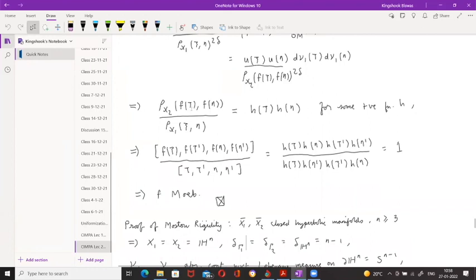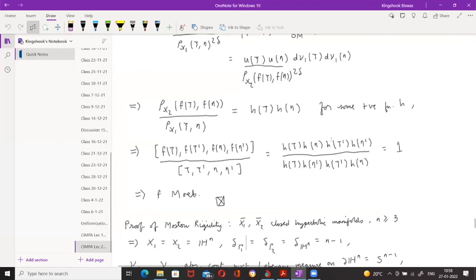rho x2 f xi f eta divided by rho x1 xi eta, and I'll get a rho x2 f xi prime f eta prime divided by rho x1 xi prime eta prime. So those will give me on top h xi h eta into h xi prime h eta prime. And then I'll have the other terms, and those will give me below h xi h eta prime h xi prime h eta. So the denominator will just be a permutation of the numerator.